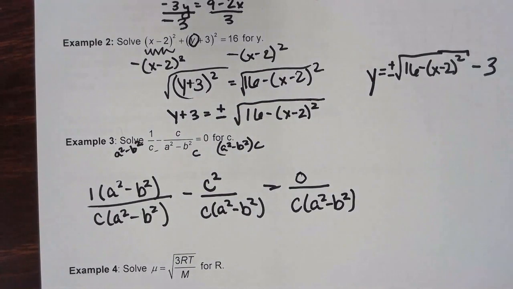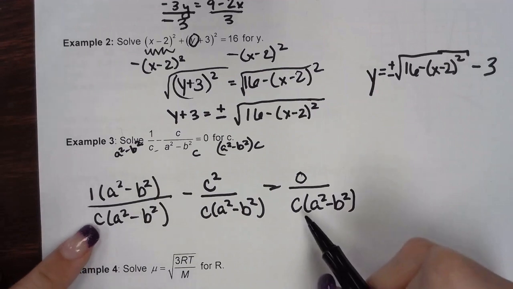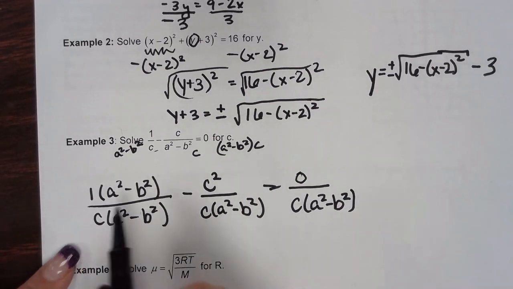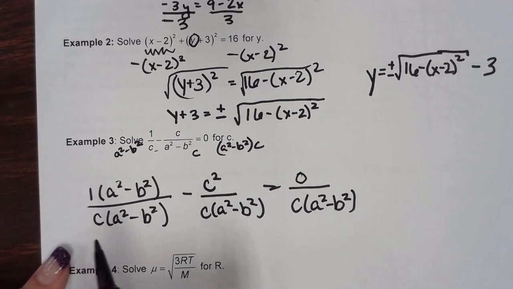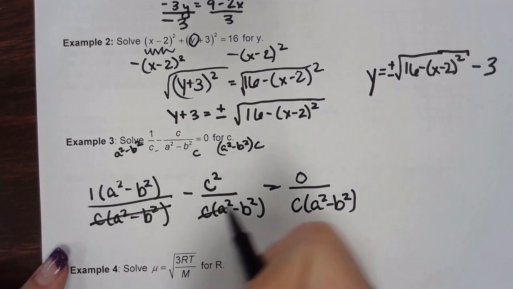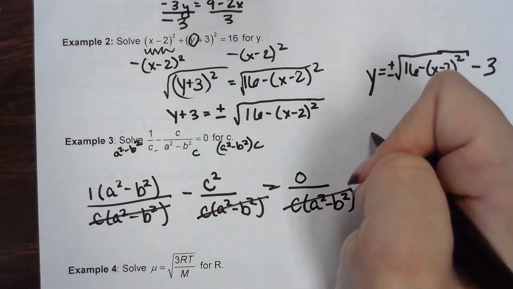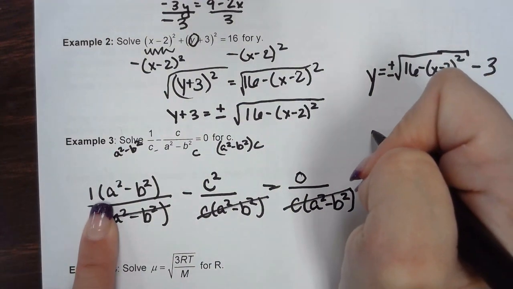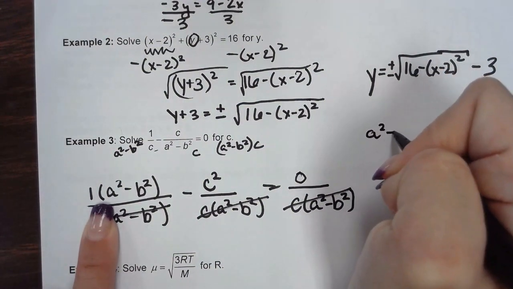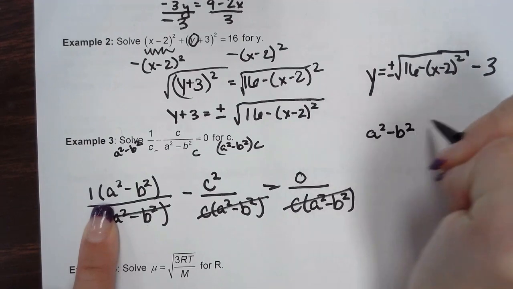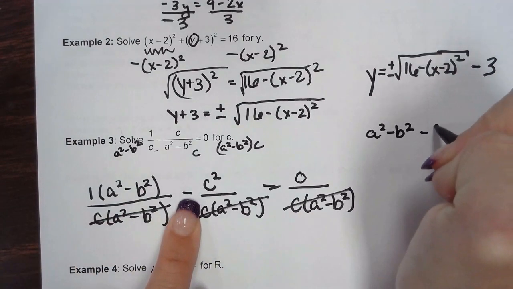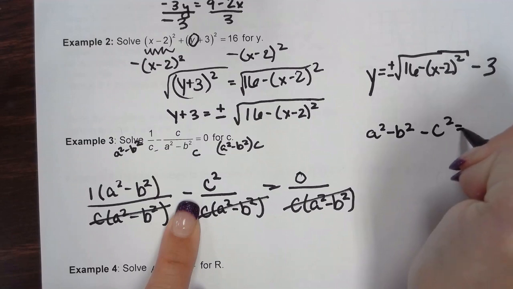Now, of course, we don't like the fraction, so let's multiply by the denominator. But if we multiply each of these by the denominator, they all cancel. Okay, so right now we are focused on, and I'm going to distribute that one out. So a squared minus b squared minus c squared equals 0.